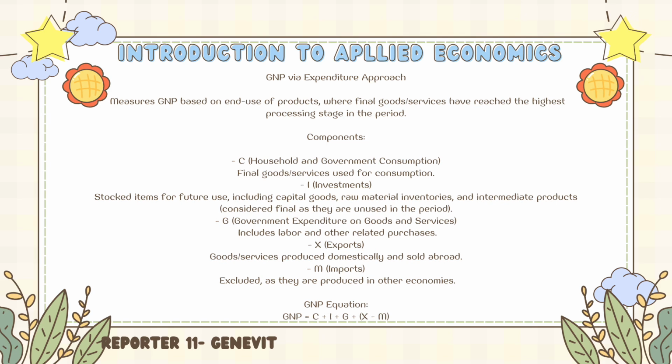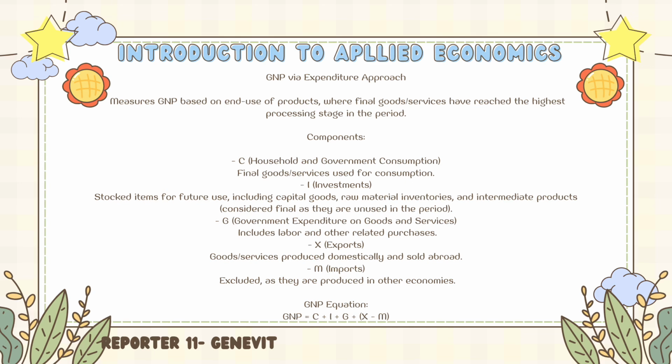The I represents investment. These are items set aside for future use, which include capital goods like machinery and buildings for production, raw materials inventories, and even intermediate products, which are treated as final here because they remain unused within the measurement period. Stock items are counted as investments since they are not consumed immediately but reserved to support future economic activity.